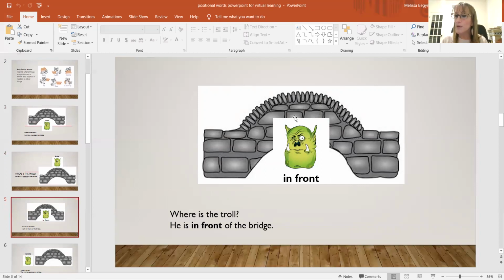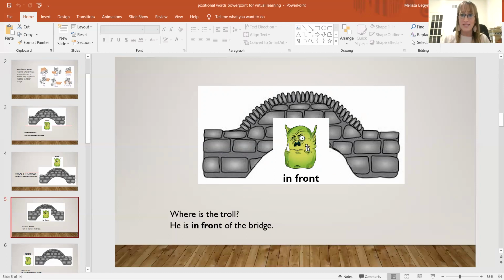Here we have the bridge again, and here we have the troll. Look closely at it. I don't think the troll is underneath the bridge, and it does not look like he's on top of the bridge. So where exactly is the troll? This might be a little tricky with this new concept. Did somebody say in front? Absolutely. The troll is in front of the bridge, and in front is the positional word. That's where he is.